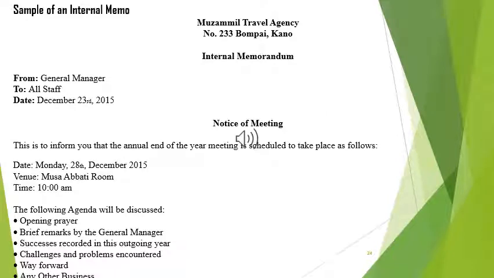So you can see before you a sample of an internal memo. You can see the name of the agency there and its address, then followed by the heading internal memo, and then from the general manager to all the staff, date, then the subject, which is notice of meeting, then the body, this is to inform you that the annual end of the year meeting is scheduled to take place as follows, followed by the information concerning the end of year meeting and an agenda which will be discussed at that meeting. And then finally, you can see that the writer of the memo, Muzammil Haruna, has signed his name.